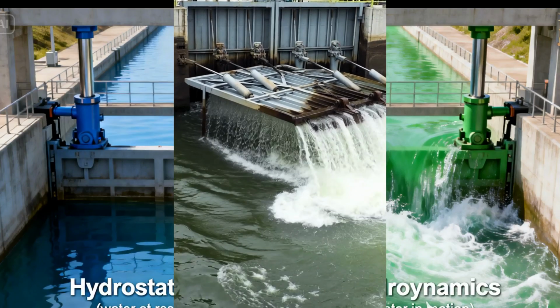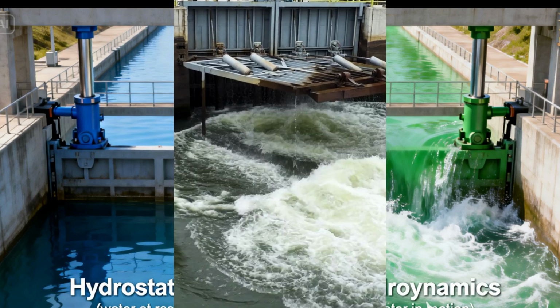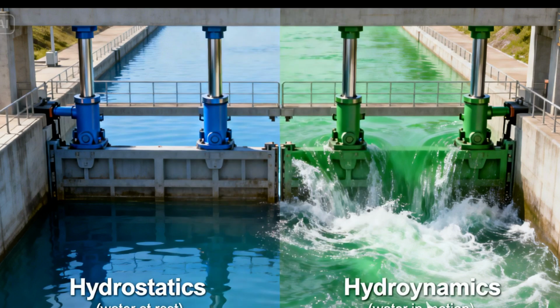As an engineer, you have to ask, if I lift this gate 10 centimeters, how many cubic meters per second am I discharging? In our Python script, we aren't just calculating the lift, we are simulating the discharge. This allows us to prevent overtopping or downstream flooding. In the US, we use CFS, cubic feet per second. In Europe, we use cubic meters per second. Our code will handle both.